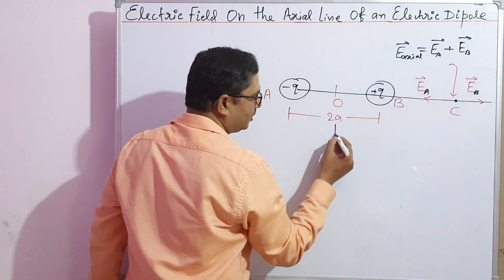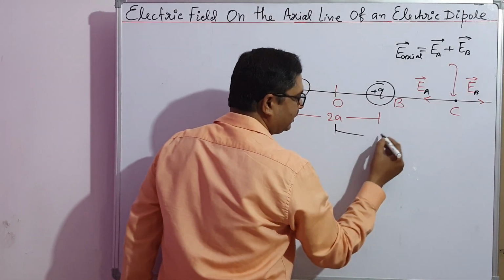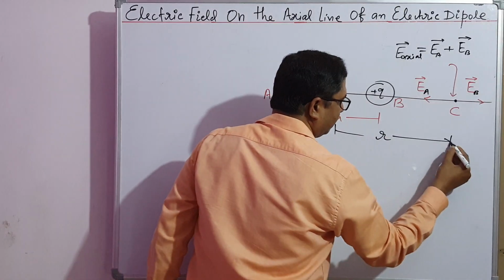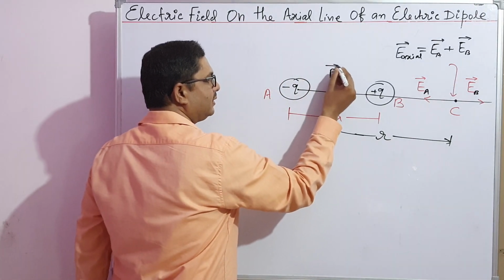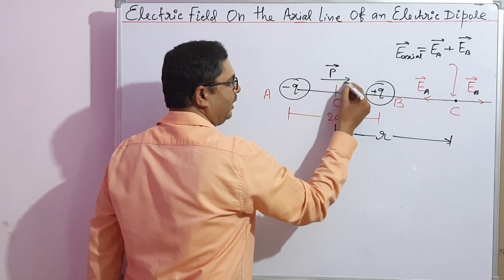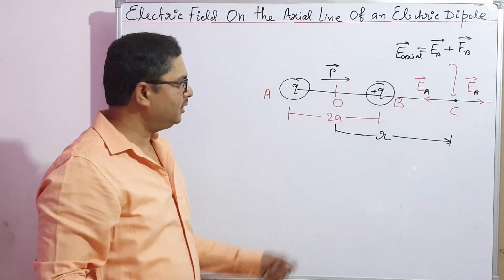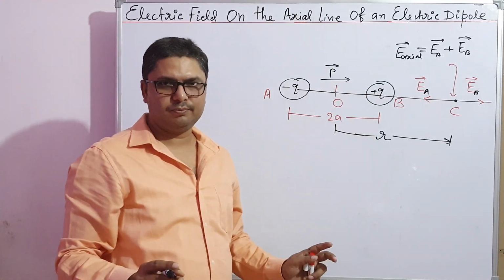Now let the distance from O to C be R, and P is known as the electric dipole moment. Direction of P is from negative to positive charge.